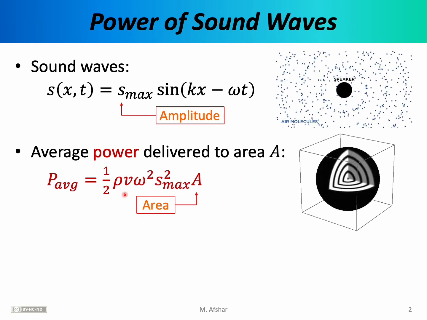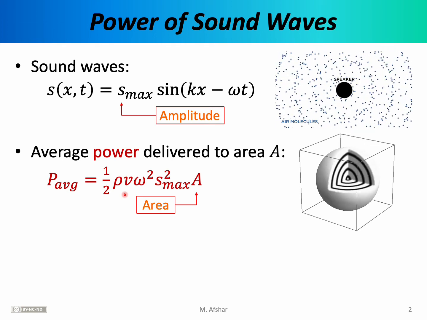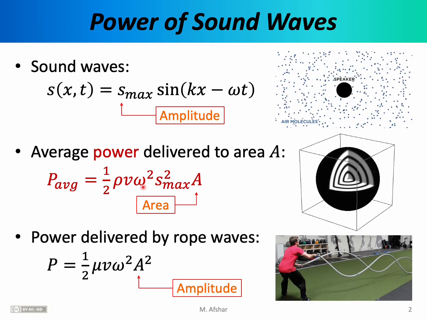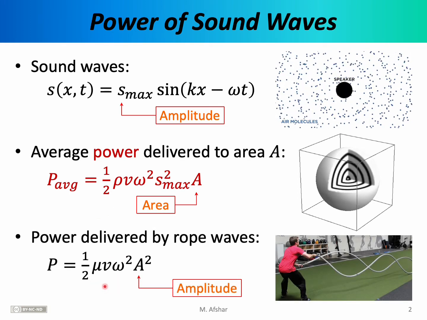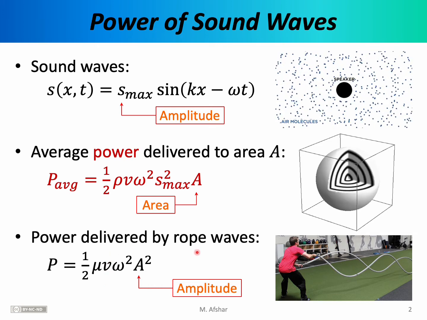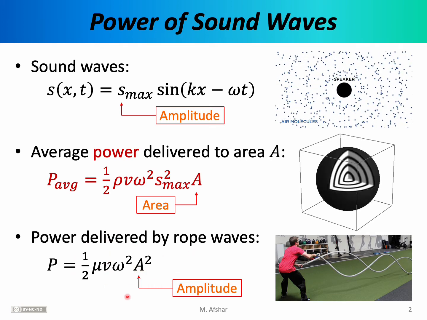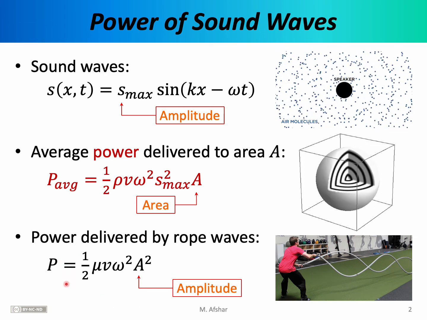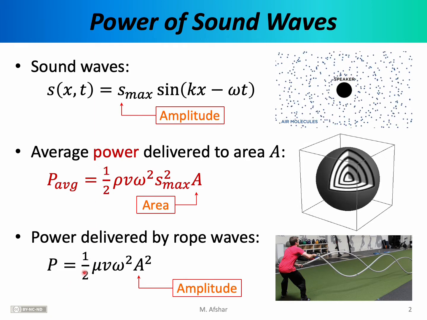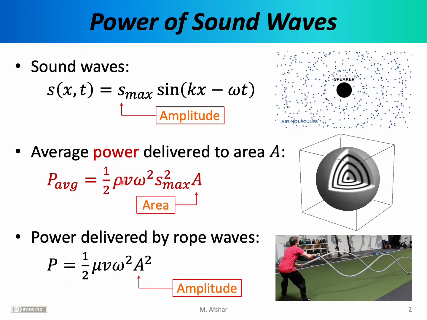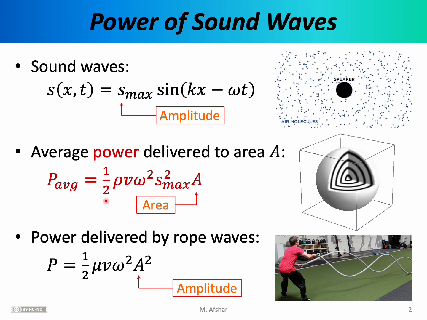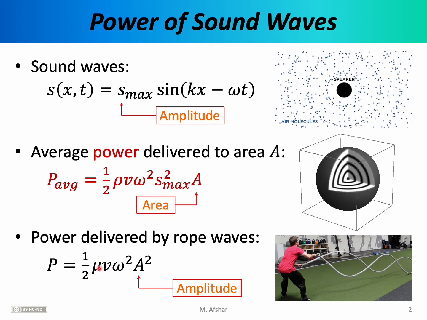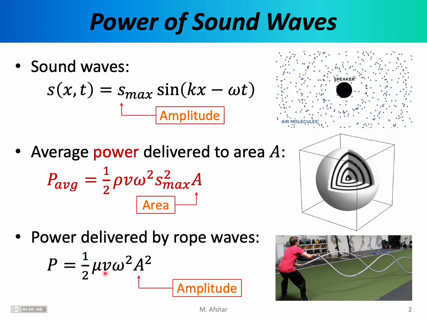Now, we're not going to derive this formula for this course. I just want you to know how to use this formula. However, note that this formula is quite similar to another formula which we did derive. The power delivered by a rope wave was given by this formula. We derived this formula very carefully in a previous lecture, and note the similarity. Both formulas have 1/2 in them. For sound waves, we have the volume mass density because we're talking about a three-dimensional phenomenon. But for rope waves, we have the length mass density mu. For both waves, we have the wave speed.